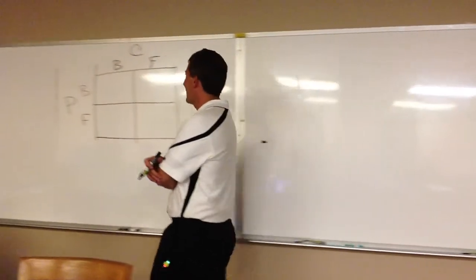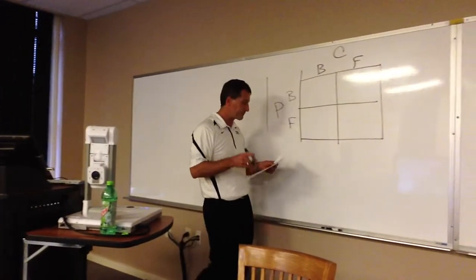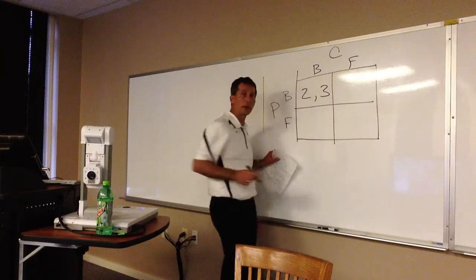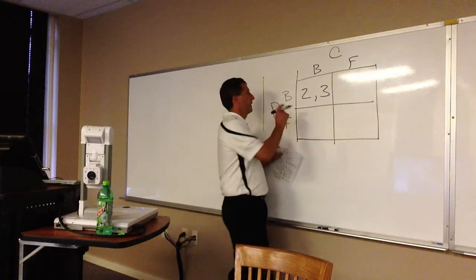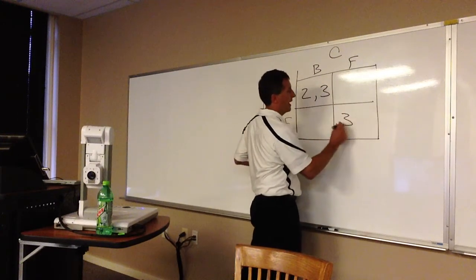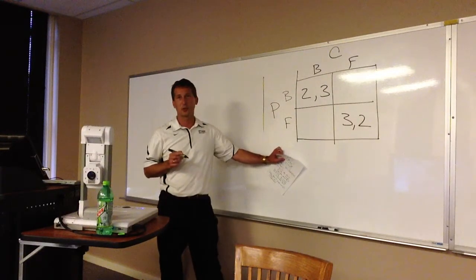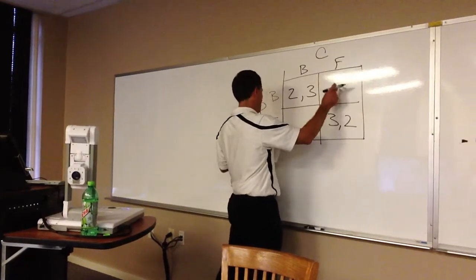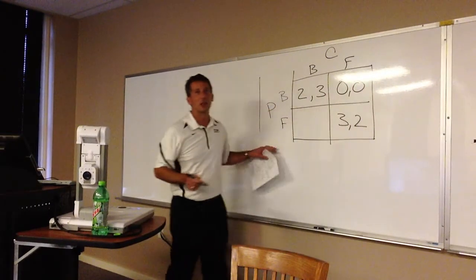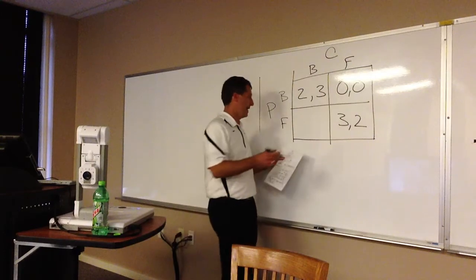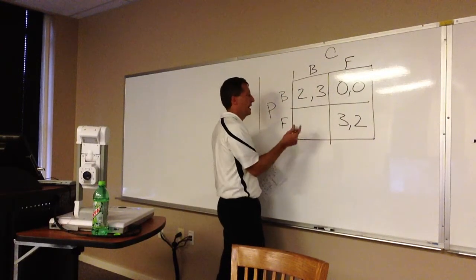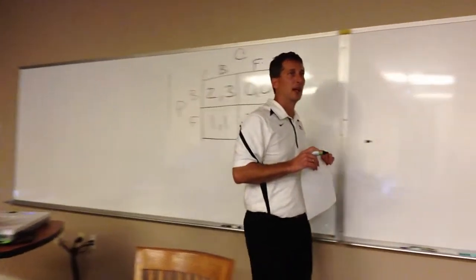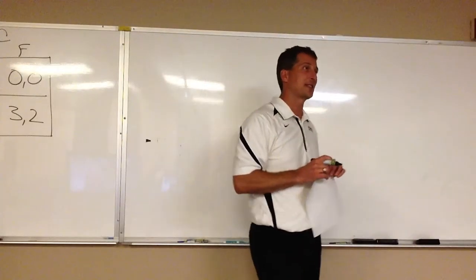So if they go to the ballet together, Pat gets 2 units of satisfaction and Chris gets 3. If they go to the fights together, Pat gets 3 units of satisfaction and Chris gets 2. Otherwise, each gets 0 units of satisfaction. And if Pat goes to the fights and Chris goes to the ballet, they each get 1 unit of satisfaction. Just that 2 units of satisfaction is better than 1 unit of satisfaction.